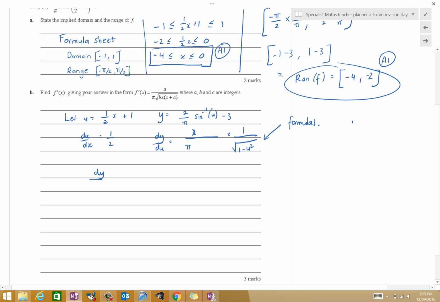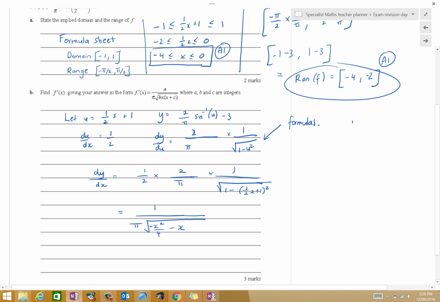Now, dy dx is equal to dy du times du dx, which is equal to a half times 2 over pi times 1 over the square root. Now I'm going to substitute u in: 1 minus, and u is a half x plus 1, so a half x plus 1 all squared. Those 2's are going to cancel out, and I'm left with 1 over pi. A half x all squared is x squared on 4, and then that 1 is subtracted away, and we're adding x but then subtracting it away. So therefore we've got negative x squared on 4, and then minus x.